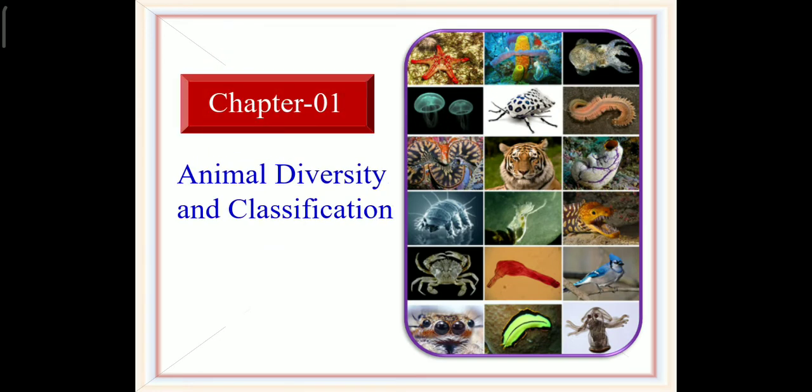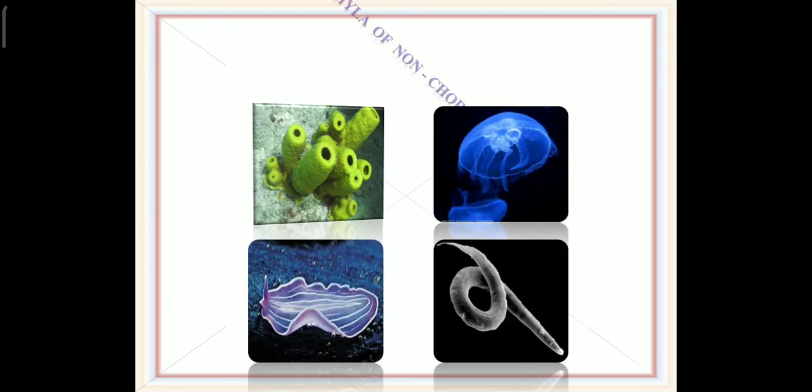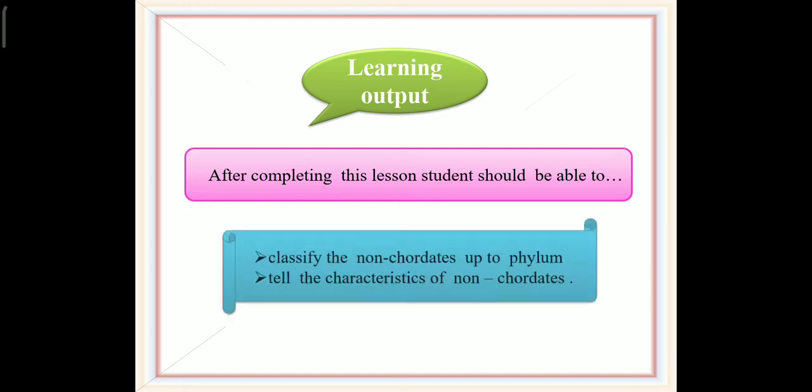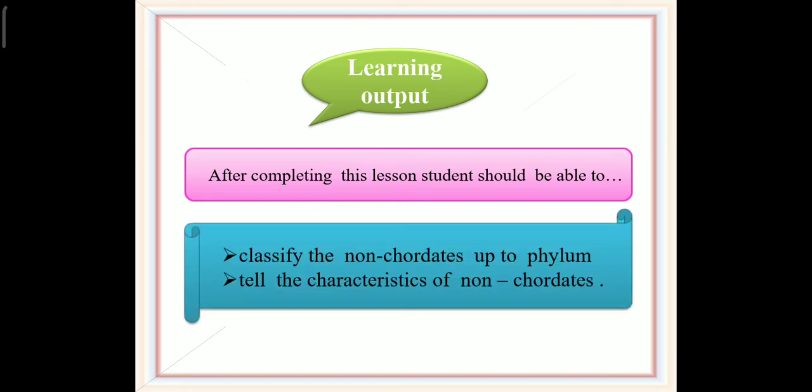Now the chapter 1, animal diversity and classification. Now the learning outcome. After completing this lesson, students should be able to classify the non-chordates up to the phylum, and tell the characteristics of non-chordates.